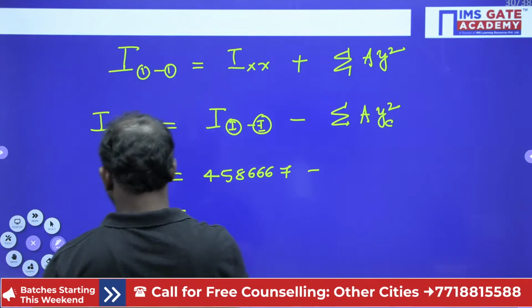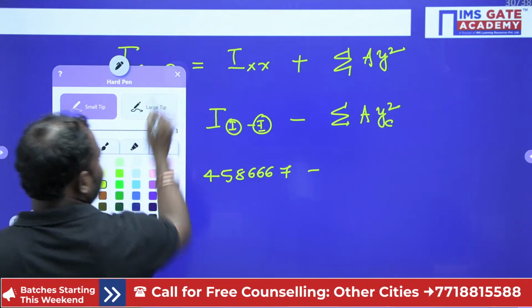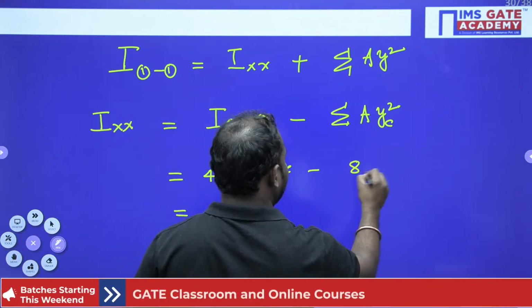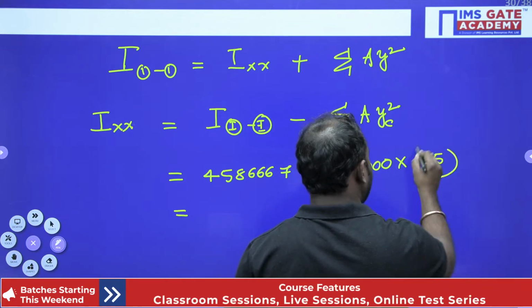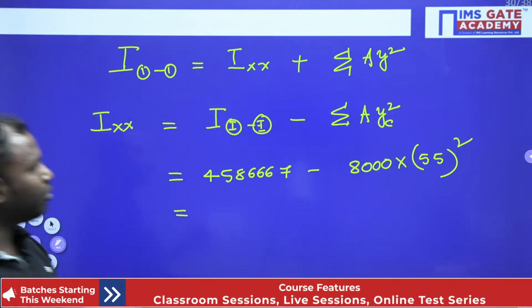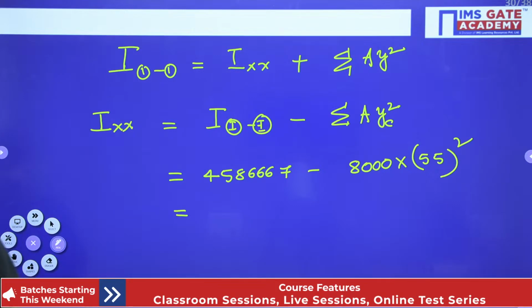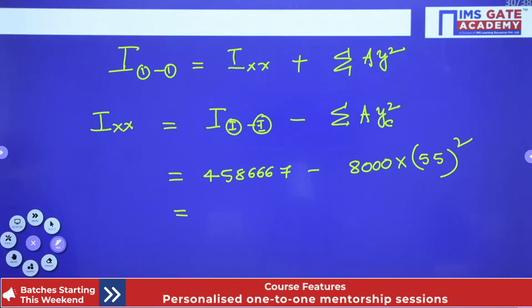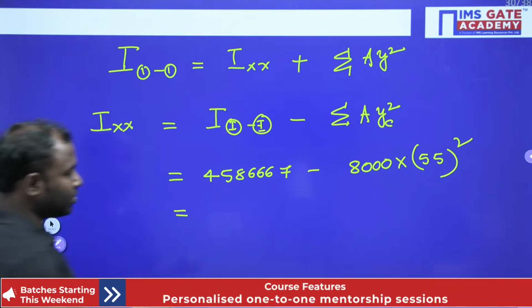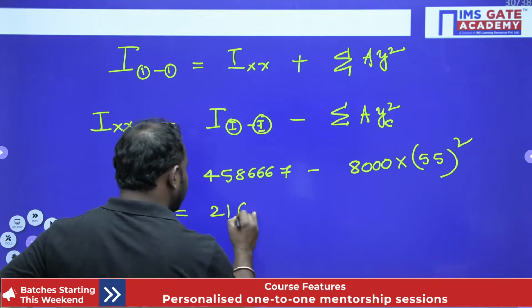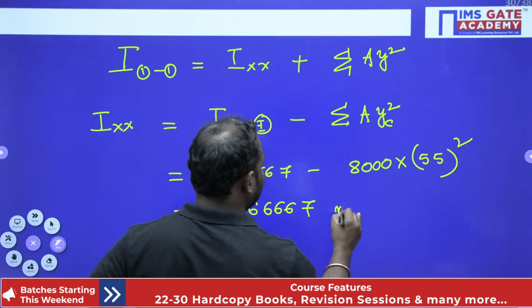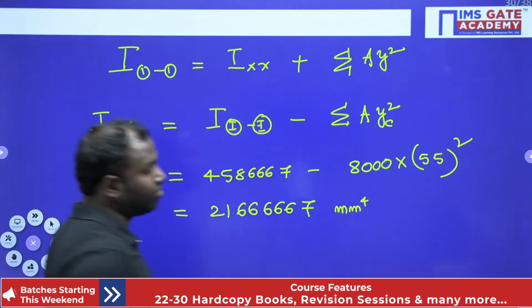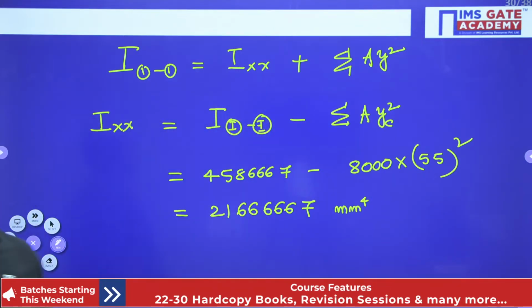Now here it is going to be 8000 into... YC is 55, we have found, right? From there I am going to get my moment of inertia about the XX axis as 21.7 mm cube, mm power 4. This is what you are going to get, guys.